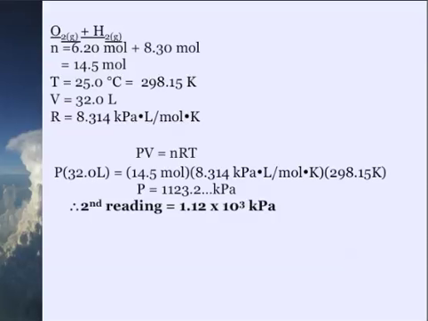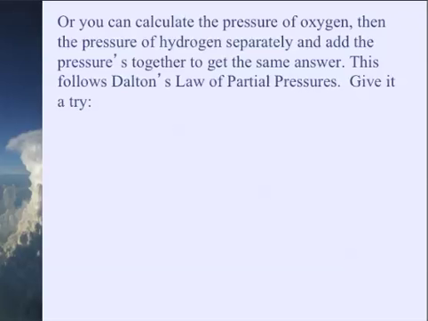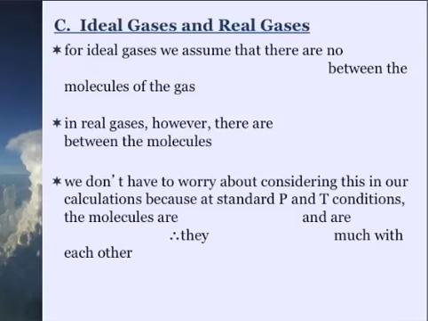Now, you can do it this way, totally fine. Or, you can calculate the pressure of the oxygen and then the pressure of the hydrogen separately and add the pressures together. It gives you the same answer. So it follows Dalton's law of partial pressures, and I hope that you give it a try in order to figure it out. Quickly though, we have ideal gases and real gases.